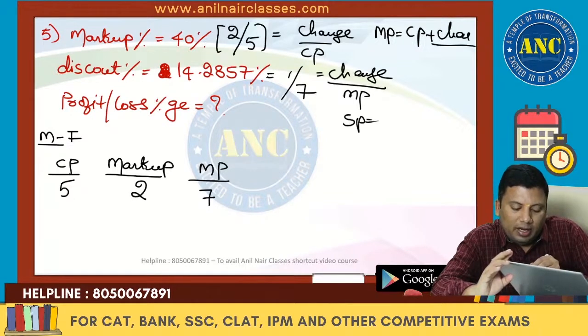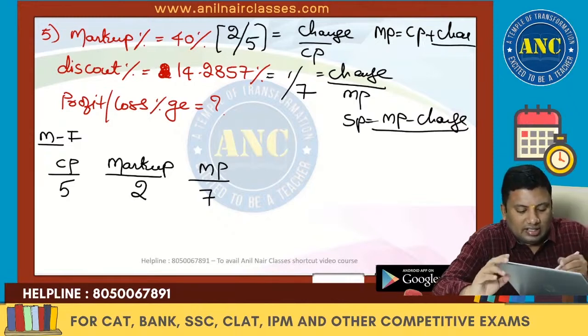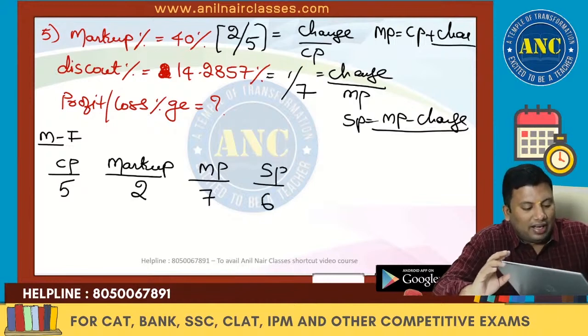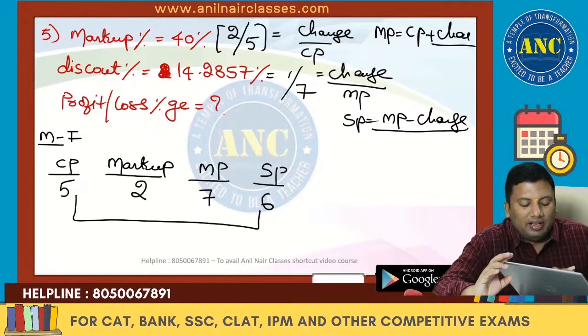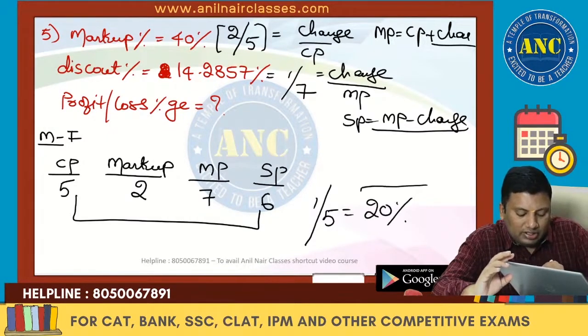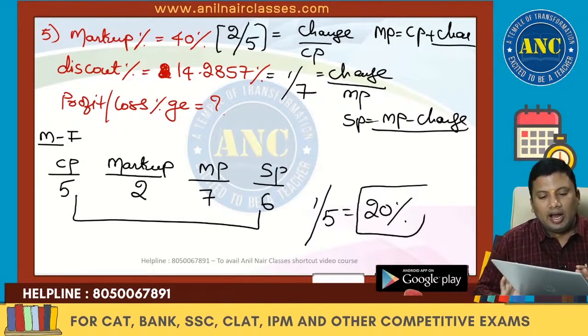So selling price is nothing but marked price minus change. Marked price minus change. 7, 1 decrease, it is nothing but selling price 6. 5 is becoming 6. There is an increase of 1 on 5, which is nothing but 20 percentage. This is the traditional method. I hope the idea is clear.